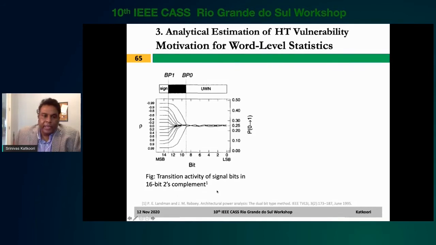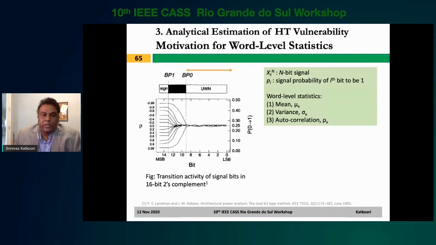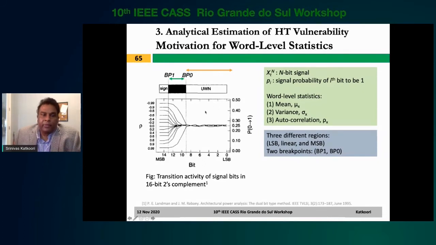What we have done here is use the prior work from Landman and Rabaey from Berkeley. This work was developed for power estimation at RT level and behavioral level. We leverage that idea for hardware Trojan estimation. Briefly, for any given input data stream or statistics, the word level region can be broken into three regions. One is the lower bits, which behave like uniform white noise. In between are the transition bits, and then the sign bits, which have a very low probability of changing. Therefore we can evaluate a design based on the environment in which it is going to be operating.